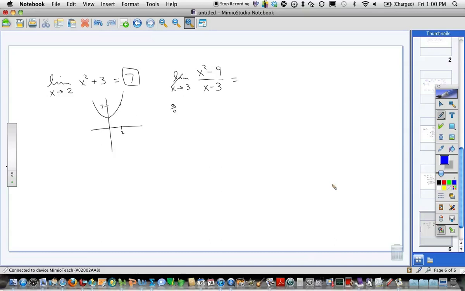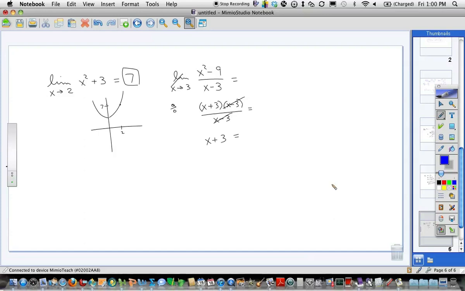All right, now what's the obvious thing to do here? Factor. So you make this x plus 3, x minus 3, over x minus 3. You can cancel the x minus 3, and just like the h's, that's the bad stuff that we just canceled out. That's the part that was making us have 0 divided by 0. Now what we have is x plus 3.